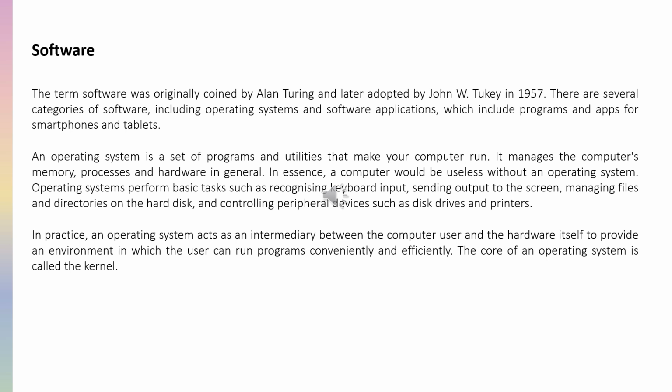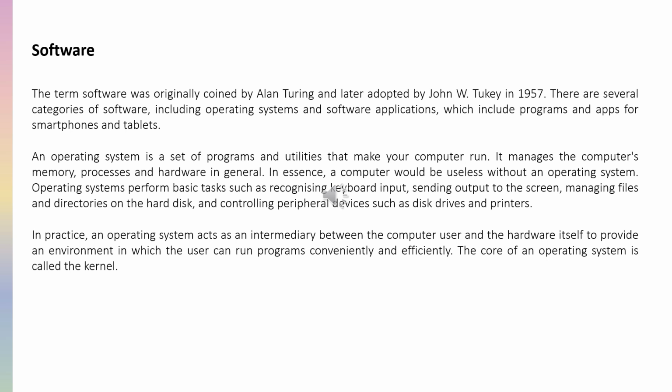Now we will introduce the concept of software. The term software was originally coined by Alan Turing and later adopted by John W. Tukey in 1957. There are several categories of software, including operating systems and software applications, which include programs and apps for smartphones and tablets. An operating system is a set of programs and utilities that make your computer run.